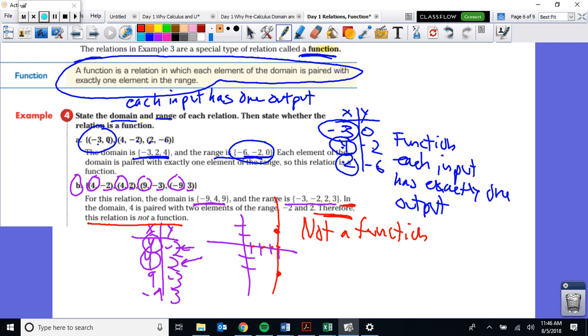So here we go. Let's just take it right from the answer. In the domain, 4 is paired with 2 elements of the range, 2 and -2. So right here is what you write down. Here's the verbiage that they want. We're going to give the people what they want right there. Copy that down. Nice job. Okay, here you go.